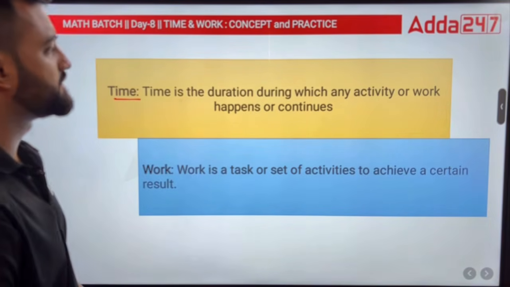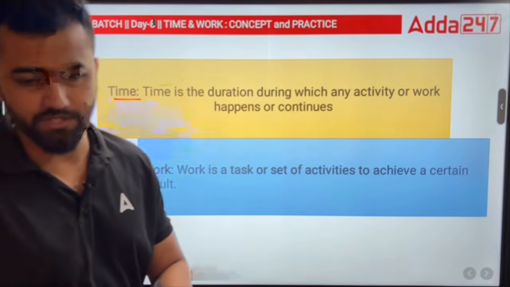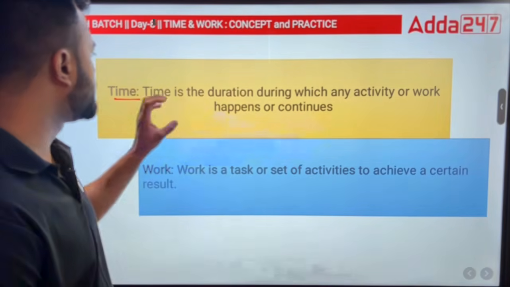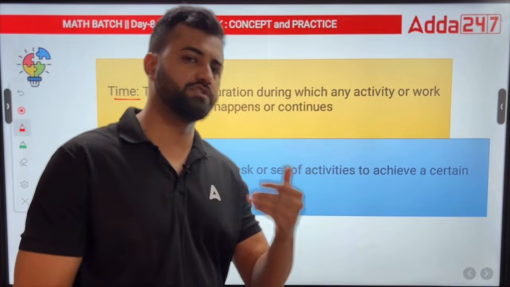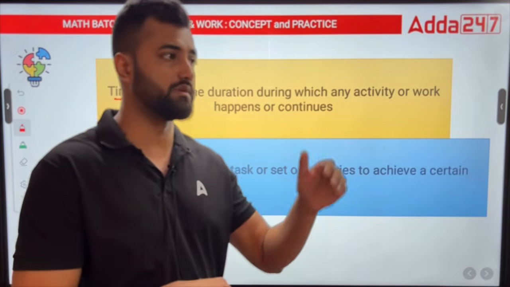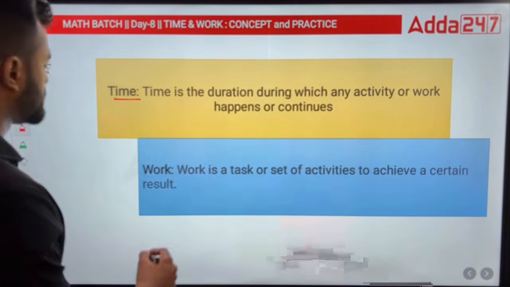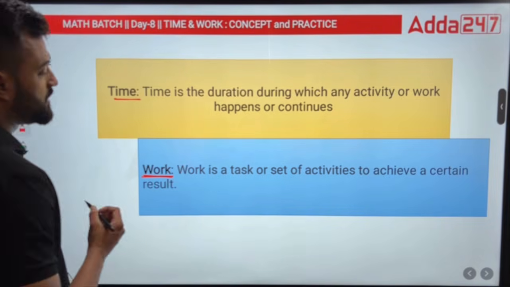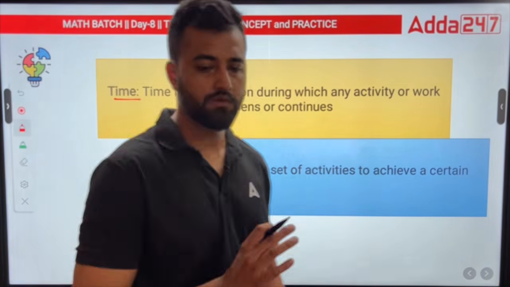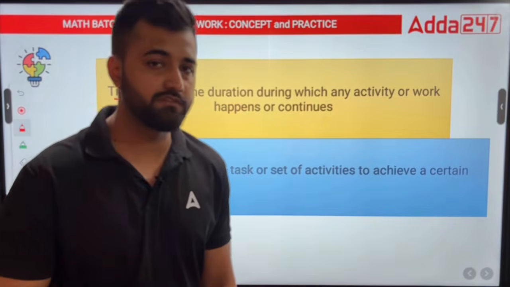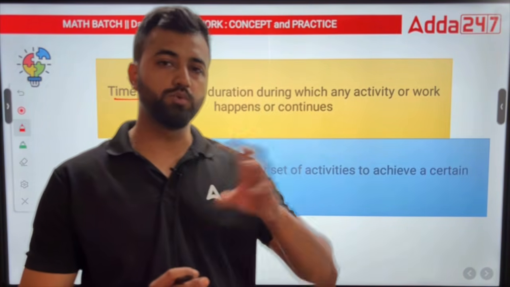Time is the duration during which any activity or work happens or continues. So mainly in time we are talking about how much time we are consuming to cover a particular work, how much time I have taken to complete a work. And work will be our main parameter, or you can say it is a reference with which I'll be comparing two or three people.